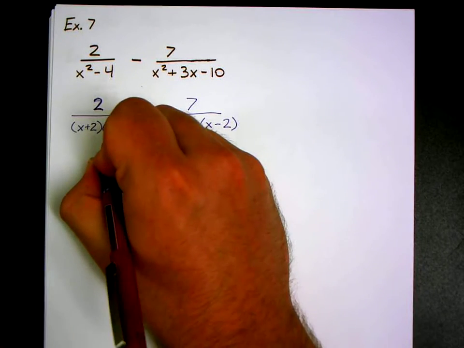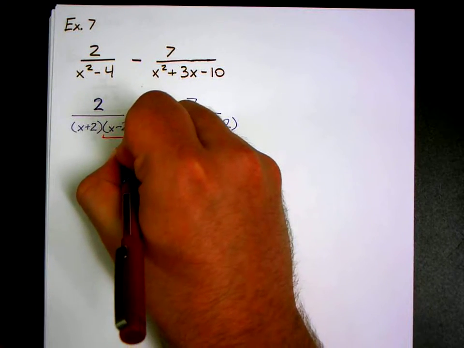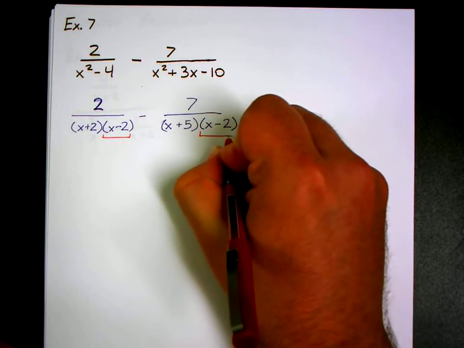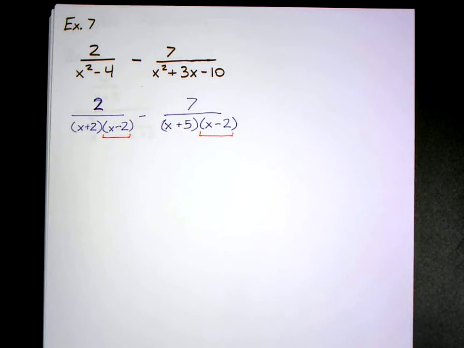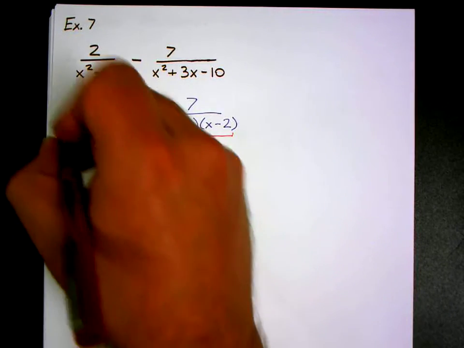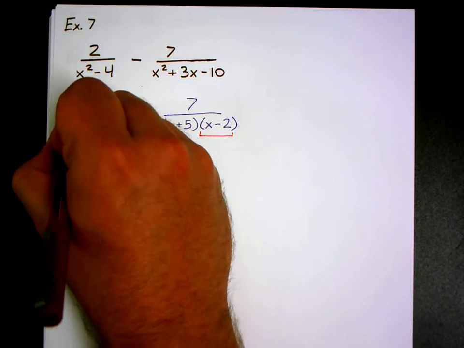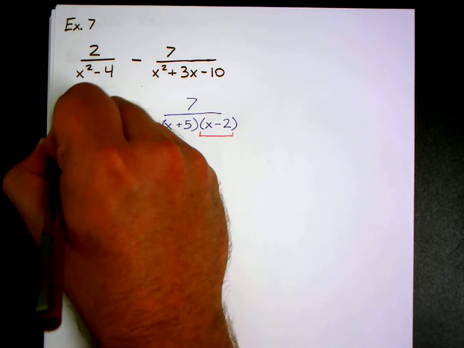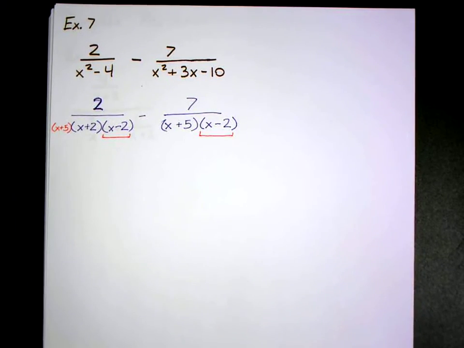Okay, they both have an x minus 2. So, if I want a lowest common denominator, neither of them need that x minus 2. They already have it. So, this denominator, what does this denominator need? An x plus 5. So, what I need to do is multiply this one by x plus 5. That's what this one needs.